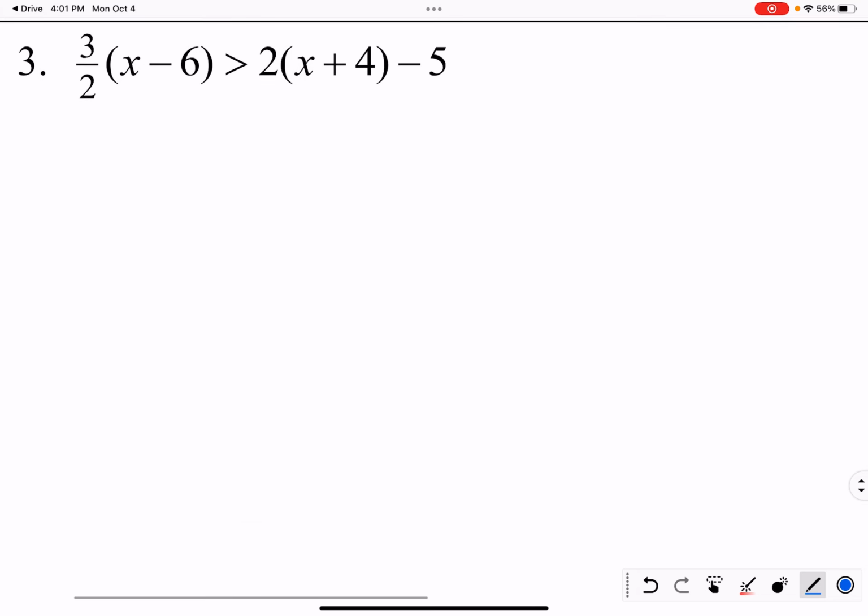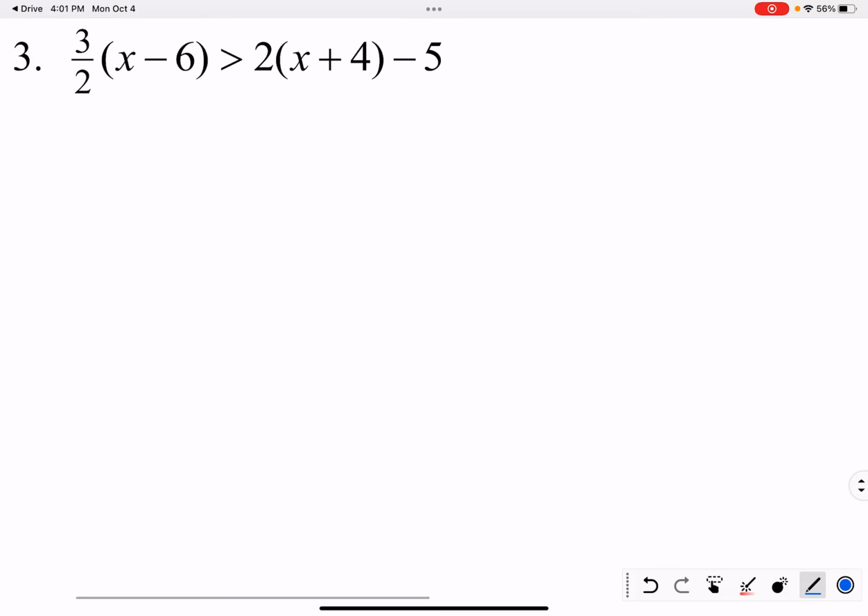Number 3 is not hard, but there's some fraction work. All right, so we got to remember, I'm going to do a little bit of fraction work over here. If you're multiplying fractions, you can go straight across, or you can cross simplify. If you're adding or subtracting fractions, we got to remember that there's supposed to be common denominators.